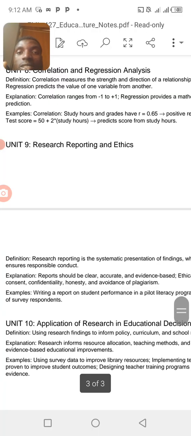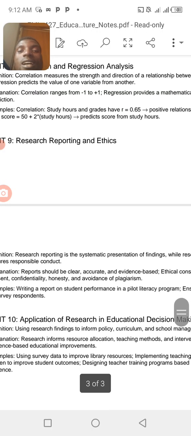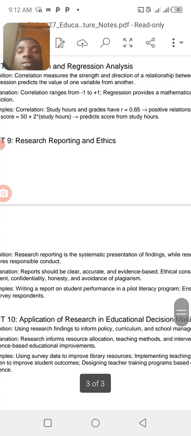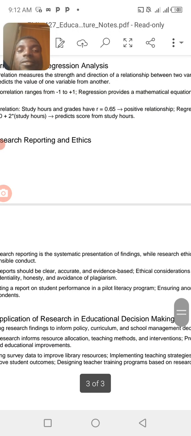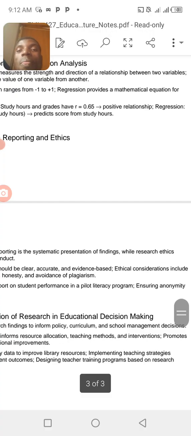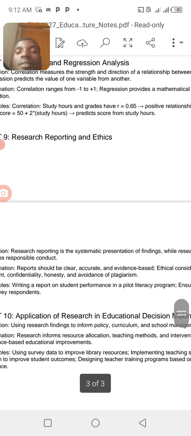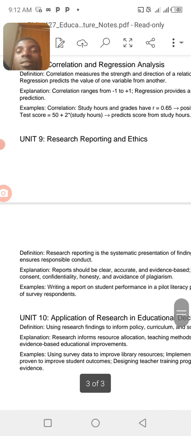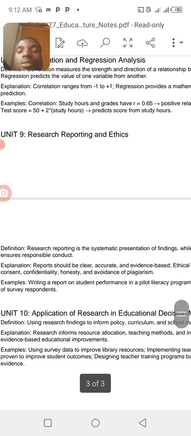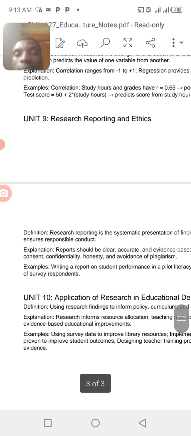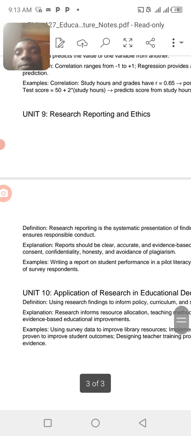Example, let's say a correlation between study hours and grade has R equal to 0.65. That means it's a positive relationship. Regression: test score is equal to 50 plus 2 times study hours. Now, predict score from study hours. Can you see? So, Unit 9, we're going to talk about research reporting and ethics.